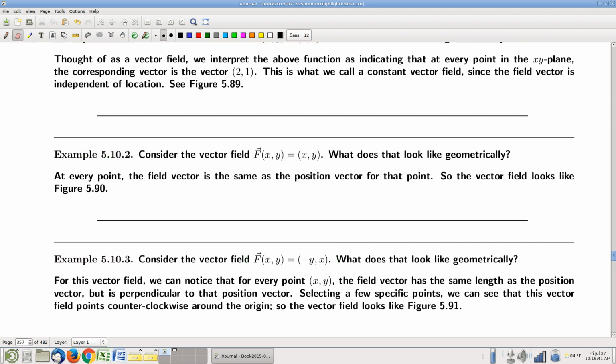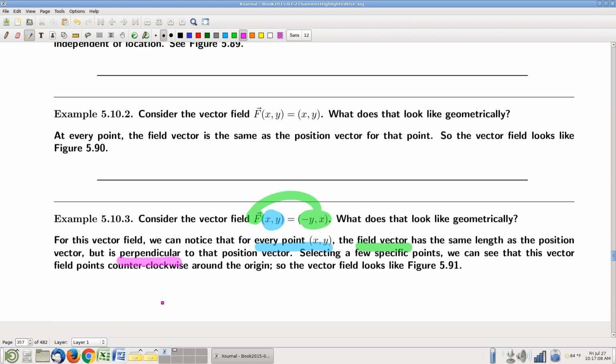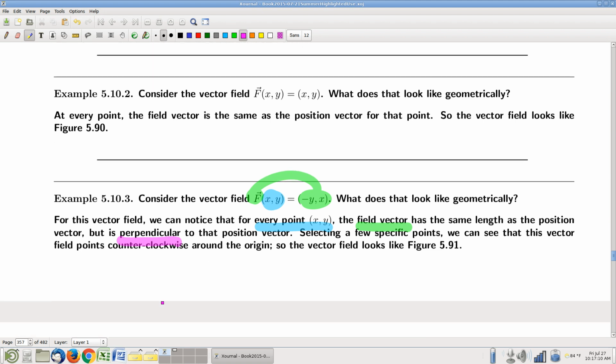Well, notice that at that point x comma y, if I look at the field vector negative y comma x, the dot product is 0. So they're perpendicular. Now you just have to look at the algebra and notice that that's how this works out. x comma y dot negative y comma x is always 0.